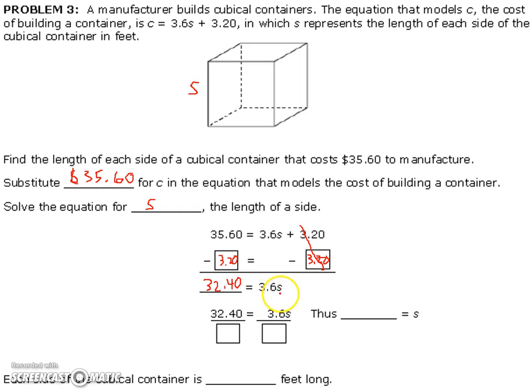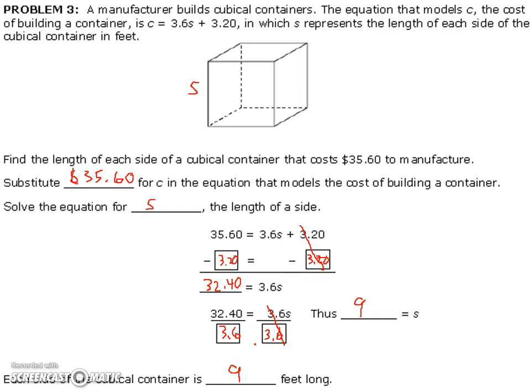Okay, so S is still not quite isolated. We still have this times 3.6. So again, using the inverse operation, we're going to divide. So we're going to divide both sides here by 3.6 using the division property. And so over here, 3.6 divided by 3.6 just equals 1, so you just have 1s. And over here, you would do the division, and you'd find that this equals 9. Okay, and so the side length is 9 feet for this container, if it has a cost of $35.60.